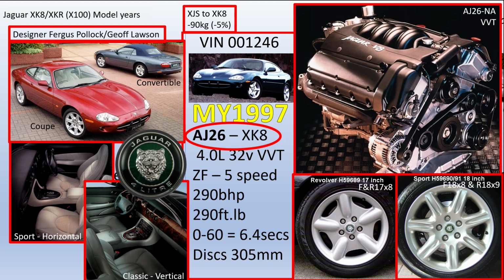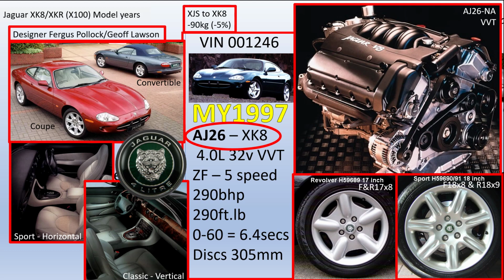The 1997 model year was the introduction of the AJ26 normally aspirated engine with the VVT units. It was a 4-litre 32 valve engine giving out 290 bhp, 290 pound-foot of torque, 0-60 in 6.4 seconds, and the front discs were 305 millimetre in diameter. Again, in comparison with the XJS, this XK8, thanks to the engine and other designs, was actually 90 kilos or 5% lighter. The engine's more powerful, so you can imagine the performance was quite a lot better.